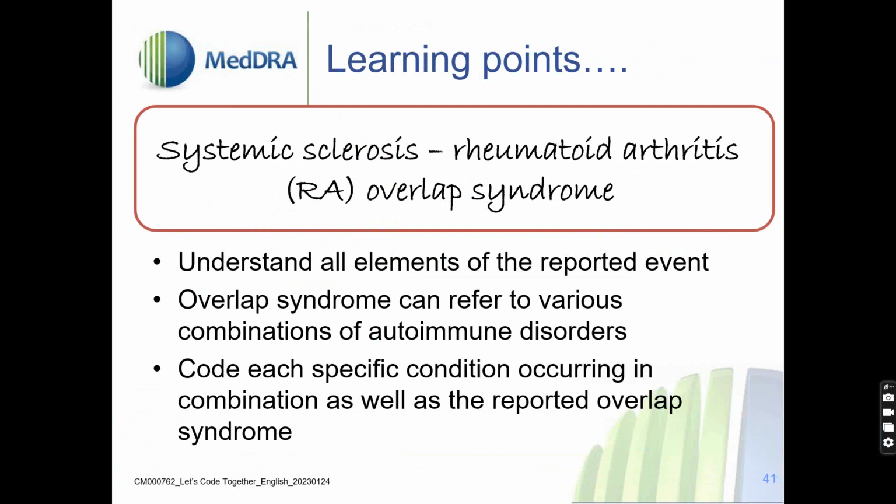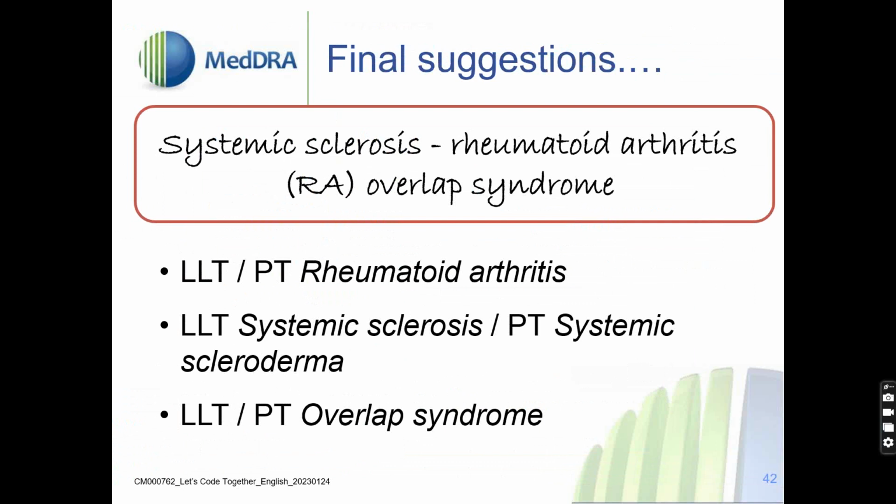And the learning points from this is to understand all elements of the reported event. Remember that overlap syndrome can refer to various combinations. We see that both in the MedDRA browser, and we could do that through referencing on the web. And therefore, I would code each specific condition occurring in combination as well as the reported overlap syndrome. And finally, my suggestion would be to code rheumatoid arthritis, systemic sclerosis, which has a PT of systemic scleroderma, and I would also code the overlap syndrome.